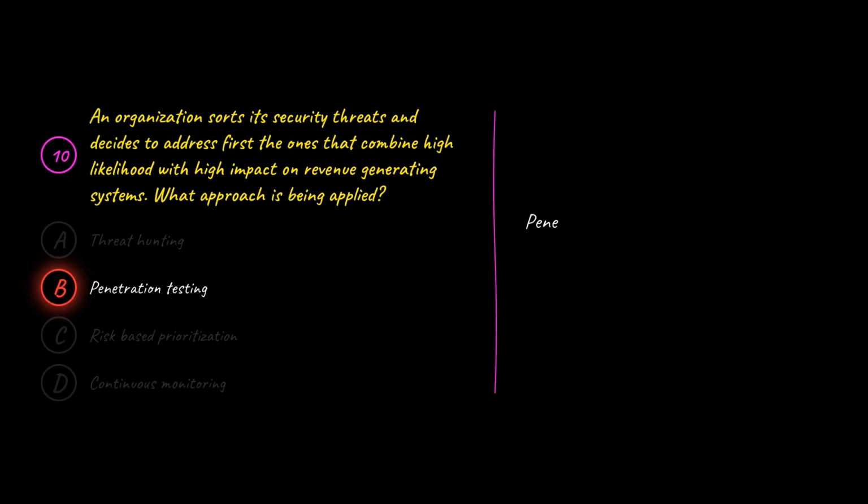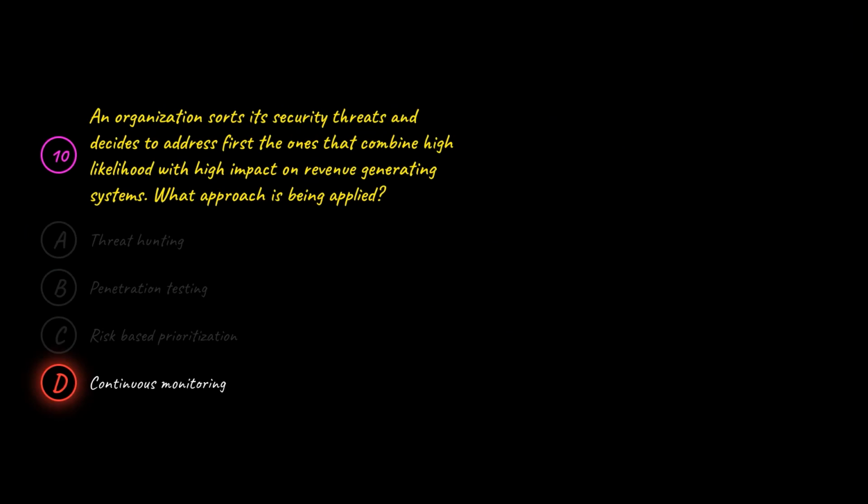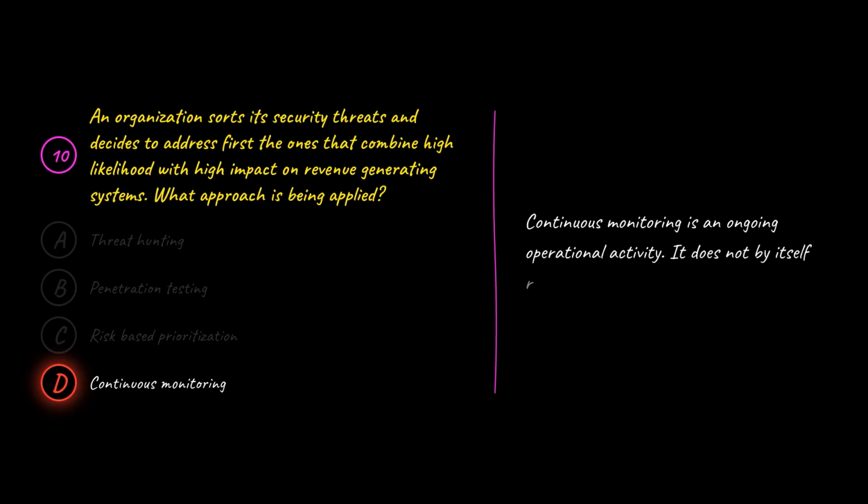B is wrong because penetration testing simulates attacks to find weaknesses. The scenario is about selecting priorities, not running tests. D is wrong because continuous monitoring is an ongoing operational activity. It does not by itself rank threats by business impact.